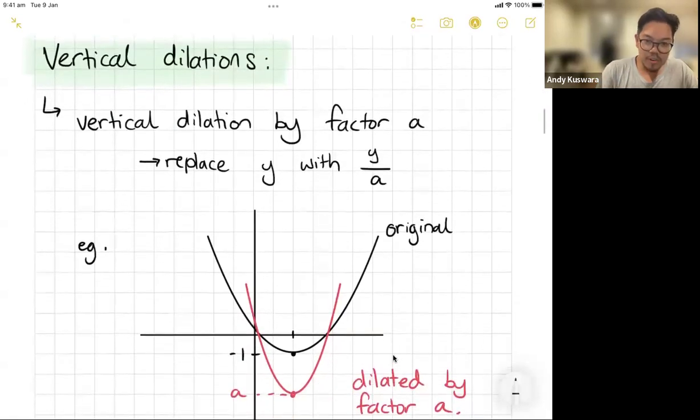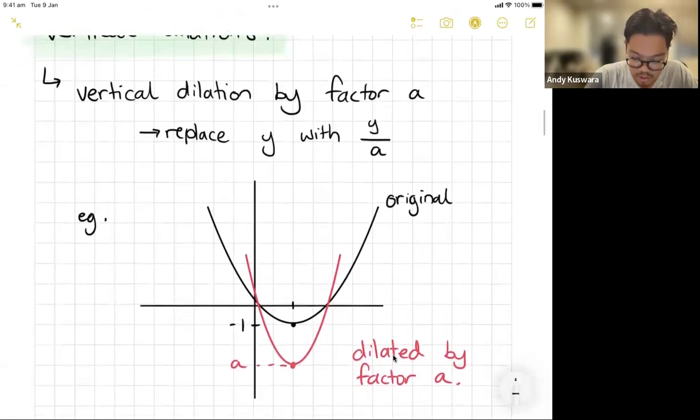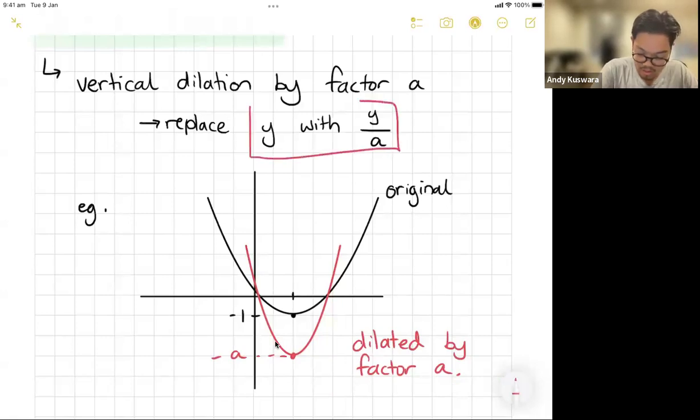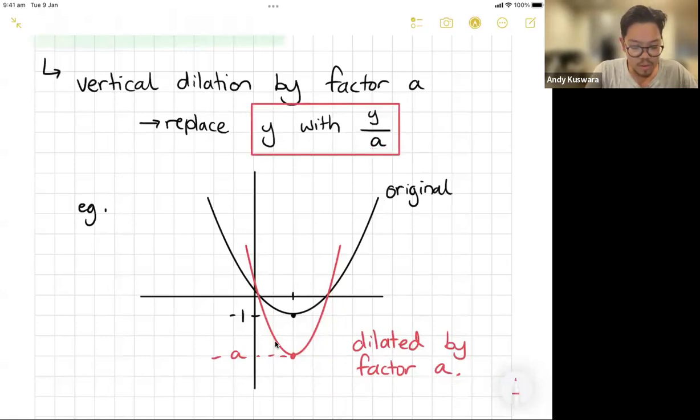Now, vertical, I've just kind of shown you here, say, for example, if this original graph is a parabola, standard looking, if I dilate it by a factor of A, vertically dilated, it now stretches vertically. So it stretches across this axis here. And so -1 now becomes, I wrote A, but it should be -A, but it's dilated by a factor of A. So it's kind of like multiplied with a factor A. Now I'm going to talk about these ones because this becomes helpful. To replace your vertical dilation, you just replace y with y on A.